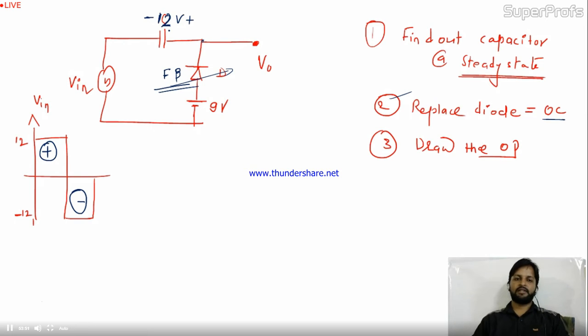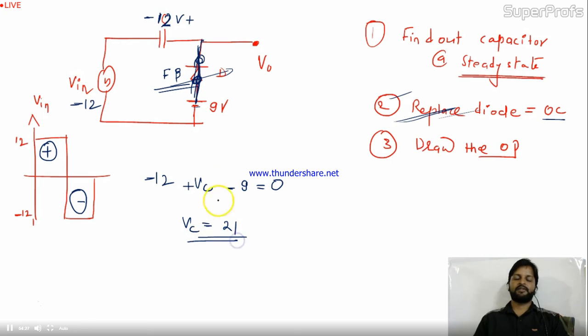Now what is the point? The point is, second, replace the diode by an open circuit. In the next step, we don't have this diode now. But before that, let me clear it. I made some mistakes over here. When the diode is in forward bias, the capacitor steady state will be V in max is -12. So -12, let's take it minus plus. So this is plus VC, and here -9 is also given. So VC will be 12 plus 9, 21, and the polarity I already assumed in this way. Okay, so this is 21 volt.